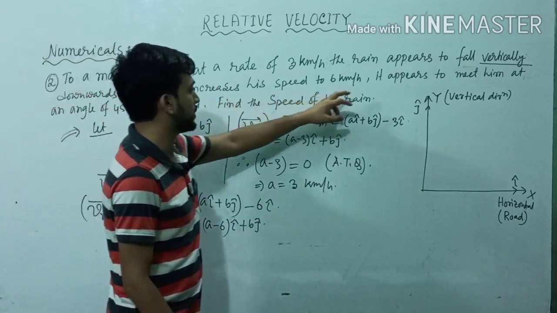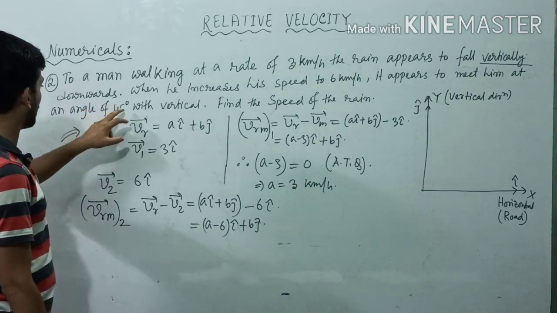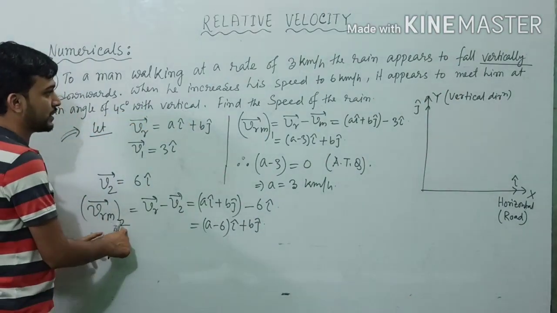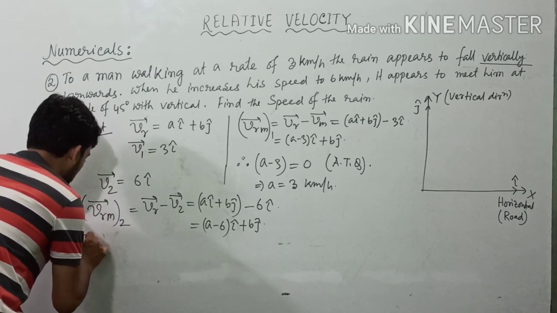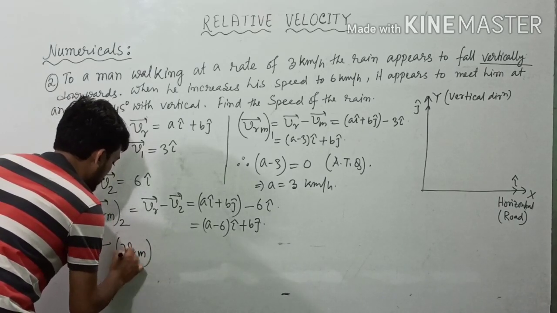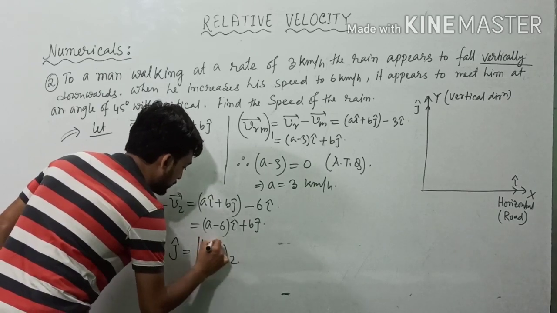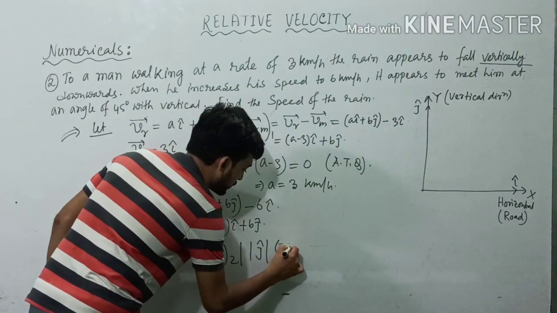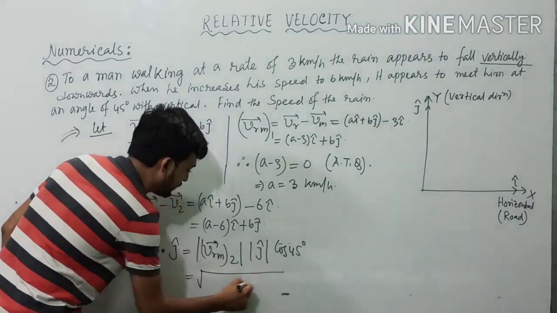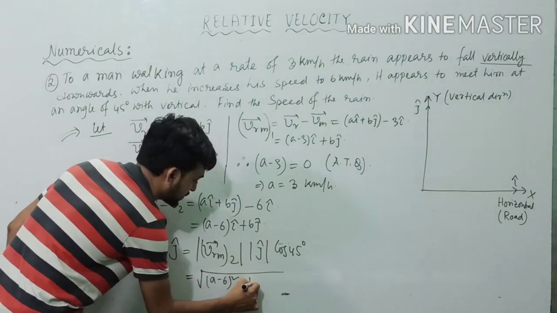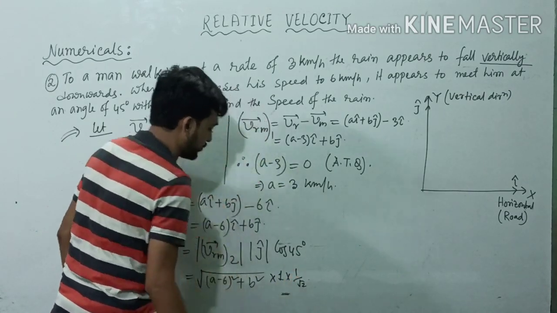And according to the question, this time the rain appears to fall at an angle of 45 degree with the vertical. That is, Vrm2 vector is making an angle of 45 degree with this unit vector j cap. So we can write, according to question, Vrm2 dot j cap is equal to mod Vrm2 mod j cap cos 45 degree. This is the definition of dot product. Now mod Vrm2 will be square root of (a minus 6) whole square plus b square. Mod j cap will be 1, and cos 45 degree will be 1 by root 2.